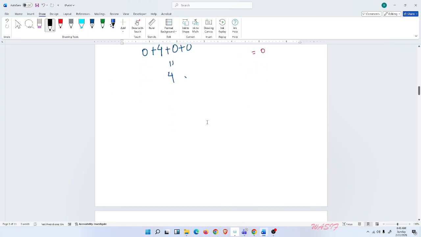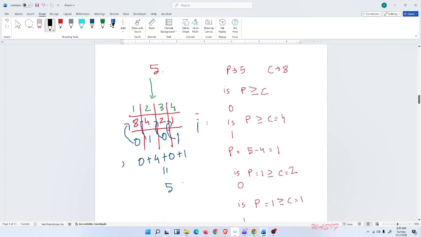Let us do another one. The pointer value is 5, and the column value will start with 8. Is 5 greater than or equal to 8? No. If it is no, then 0. Is 5 greater than or equal to 4? Yes. If yes, then 1. Once we get 1, we need to change the pointer value. The pointer value will become 5 minus 4, which is 1. The new pointer value is 1.